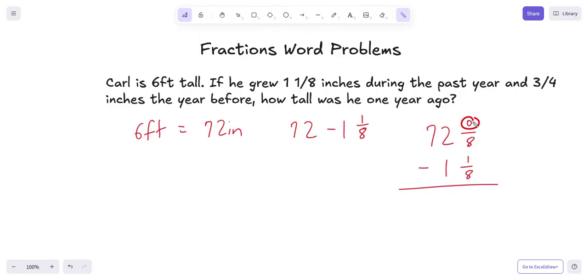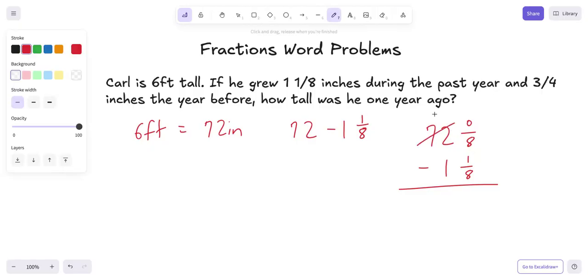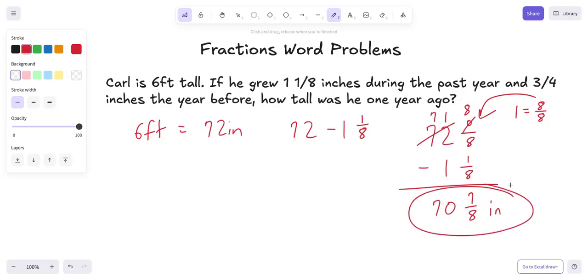I can't do 0 minus 1, so I need to borrow. 72 becomes 71. I add 1, which is equal to 8 over 8, to this fraction, so this becomes an 8. Now I can subtract. 8 minus 1 is 7/8, and then 71 minus 1 would be 70. So he was 70 7/8 inches tall a year ago.